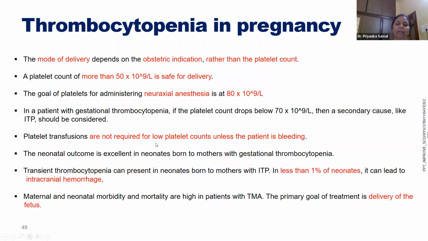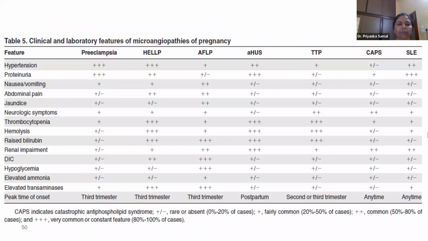Platelet transfusions are not required for low platelet counts unless the patient is bleeding. This stands for everything, be it in pregnancy or be it in a normal patient with thrombocytopenia. There might be transient thrombocytopenia in neonates who are born to mothers with ITP, and less than 1% may have intracranial hemorrhage. So definitely there is some amount of increased morbidity and mortality for all pregnant females with thrombocytopenia, but it is highest in patients who have TMA. And the primary goal for patients with pregnancy and thrombocytopenia is to deliver the fetus, because it may be problematic for the mother as well.